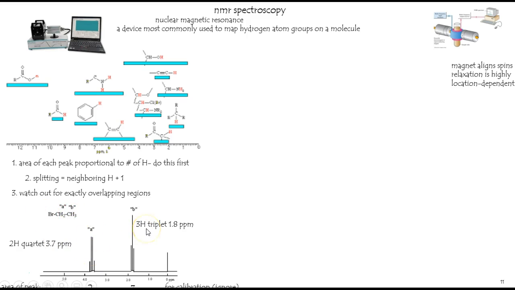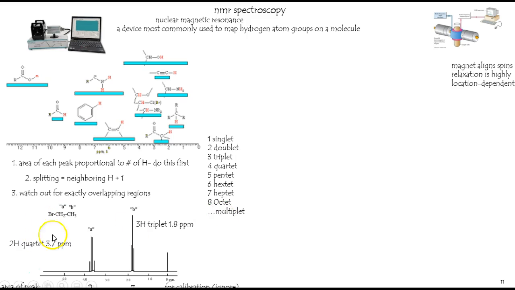Try it again for this one. This CH3, should it split into a triplet? Well, it has no neighbors on this side. It's the end of the road, if you will. But it has 2 hydrogens on the left. You add 1, and you get a triplet. You should be able to apply this to all of these substances now.